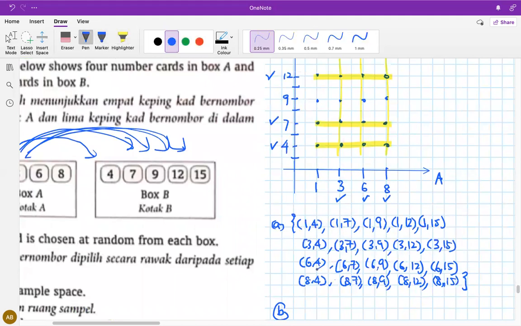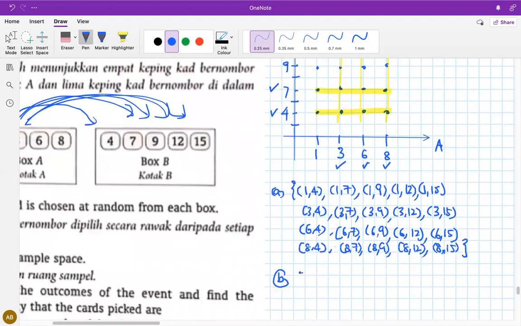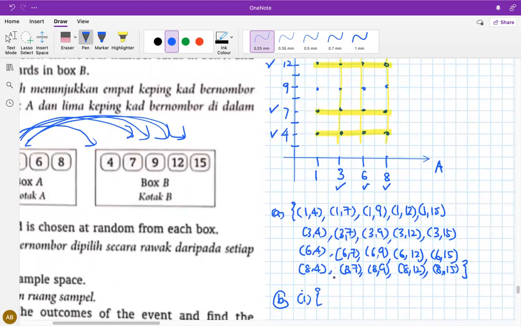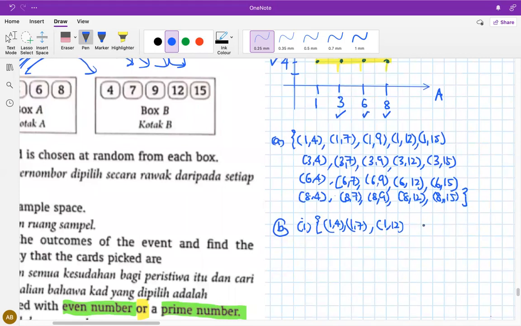So the question asks you to list down, you just list down. Except you don't list down the two, that is 1, 9 and 1, 15. So you list down the whole thing here: 1, 4 and 1, 7. 4 is even, 7 is prime. And then 9 cannot, and then 1, 12, because 12 is even. So list down everything.